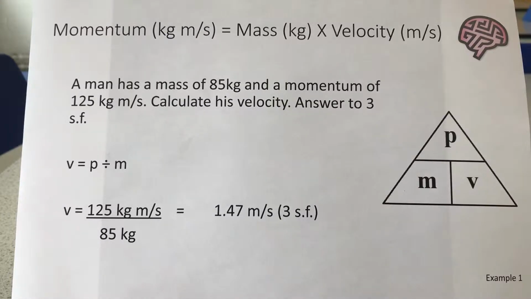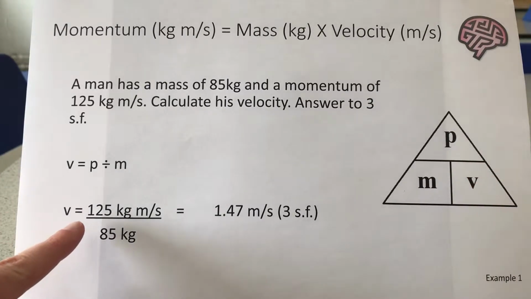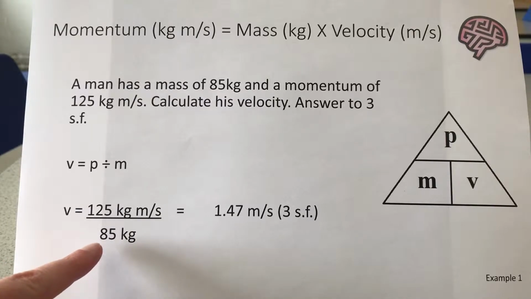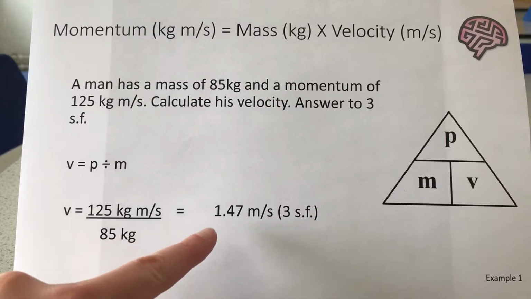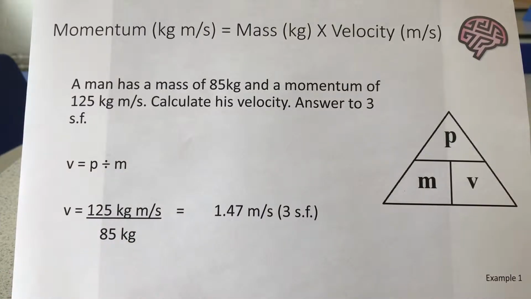So the question we've got: a man has a mass of 85 kilograms and a momentum of 125 kilograms meters per second. Calculate his velocity. Answer to three significant figures. So velocity, I go to my formula triangle, I cover up velocity, that is momentum divided by mass. In my equation over here, I've substituted the numbers in. 125 was the momentum, divided by 85, which was the mass, and that gives me an answer of 1.47 meters per second, and that's to three significant figures.